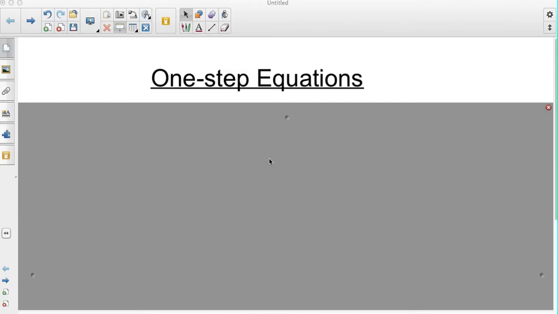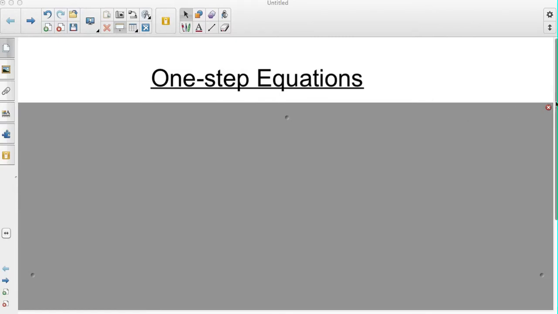Hello. We are going to look at solving one-step equations. The best thing about these equations is because of their name, they will literally have just one step that you need to do before you can solve them. We'll look at a couple of examples.